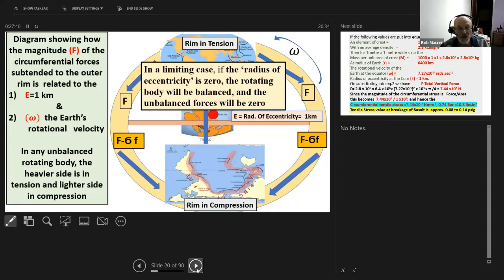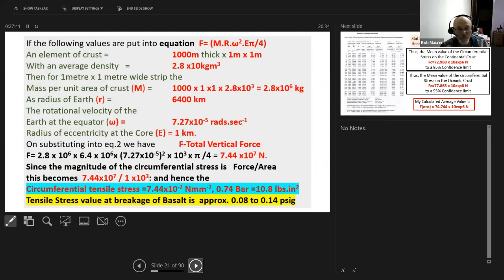But now is the exciting part. We now put into the equation the actual dimensions we used in the vector diagram. The element of crust, a kilometer thick by 1 meter by 1 meter, is always easiest to work in with one. You can always multiply it by the actual number later. The average density is 2.8 kilograms per meter cubed. Therefore, you can work out the weight of that element.